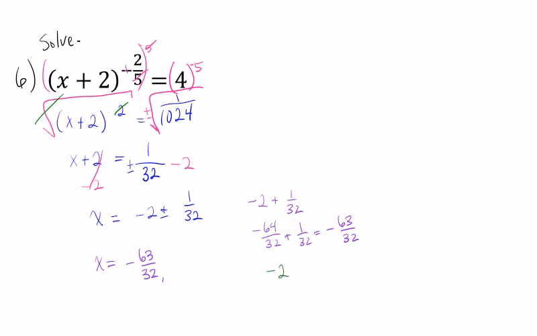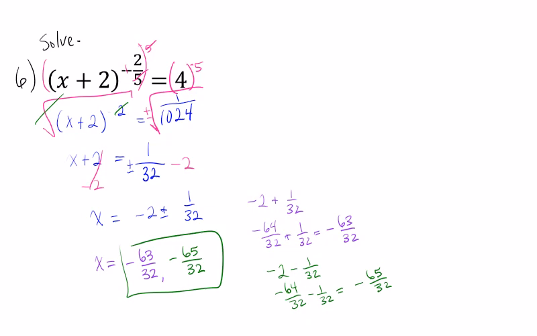Okay, the other possibility is going to be -2, which we can convert to have a common denominator, minus 1 over 32. So it would be -64 over 32 minus 1/32, and that equals -65 over 32. Okay, and by the way, I don't mind if you use your calculators to do some of this fraction work. But anyway, those are two possible answers for this particular situation.